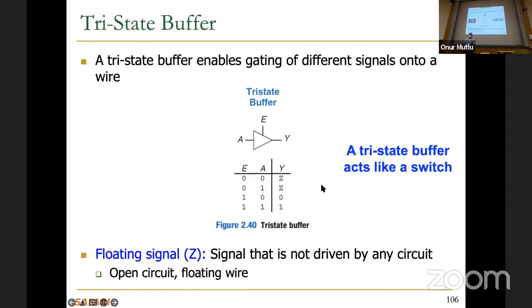In fact, you can implement something like this using a transistor or a pass gate, which I'm not going to talk about. A tri-state buffer acts like a switch. If enable is zero, this is an open circuit. If enable is one, this is a wire. Makes sense, right? So why is this useful?